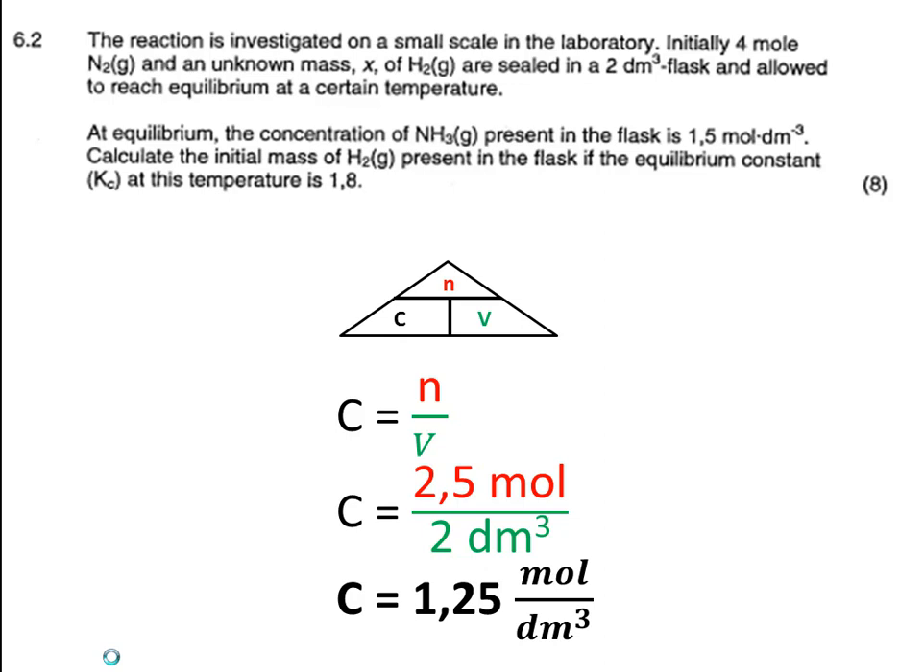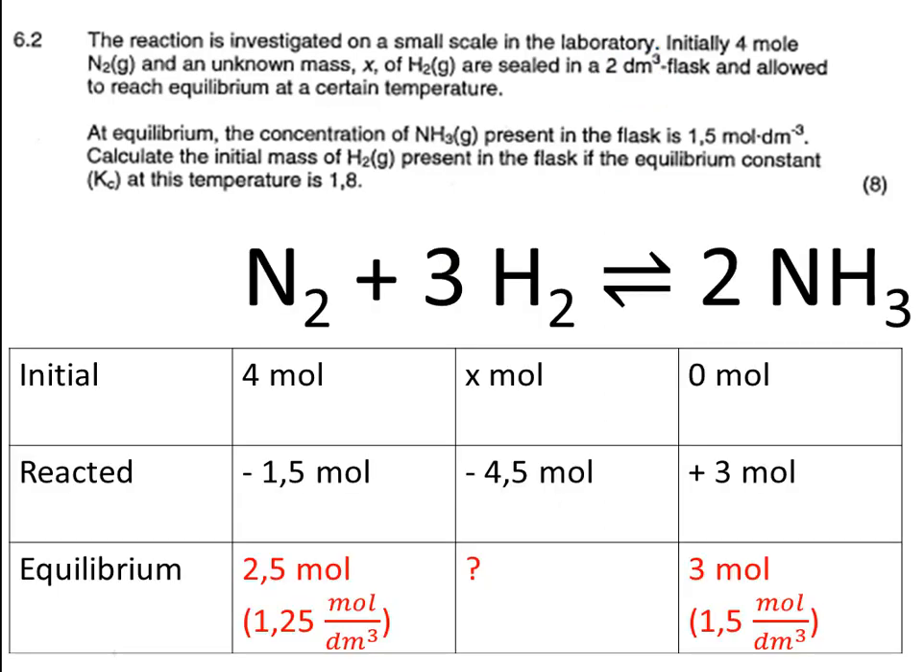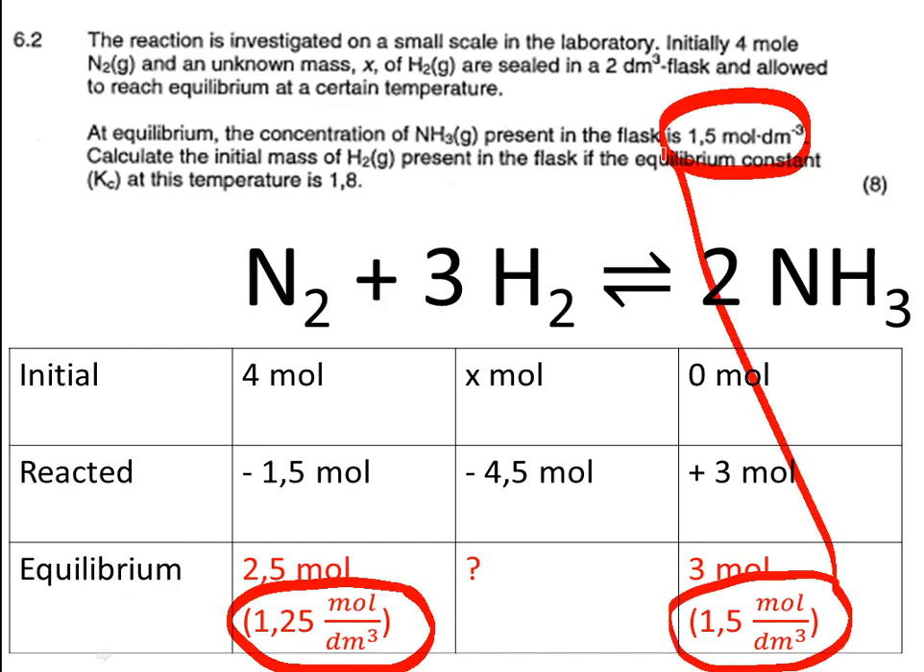The number of moles we've already calculated is 2,5 moles, and the volume is 2 decimeters cubed. 2,5 mole per 2 decimeter cubed is equal to 1,25 mole per decimeter cubed, molar. So now we have the concentration of nitrogen at equilibrium, as well as the concentration we anyway had of ammonia. All we need is to calculate the unknown here, the concentration of hydrogen.